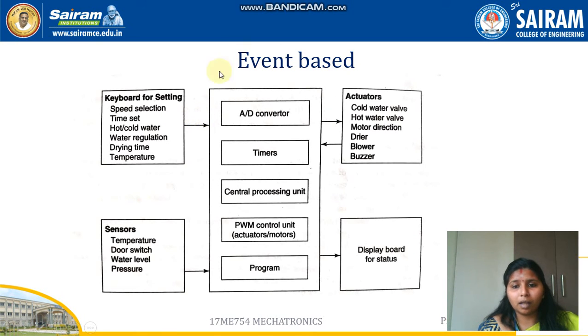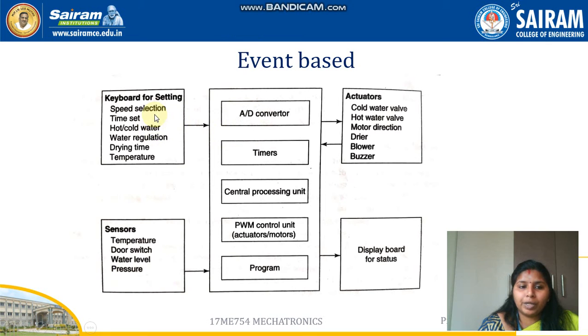Here is a brief explanation of the system components in a washing machine. This is the major control unit, where there is an analog to digital converter, a timer, CPU, PWM controller, that is actuators and motors, and programmer. Then a keyboard for setting.